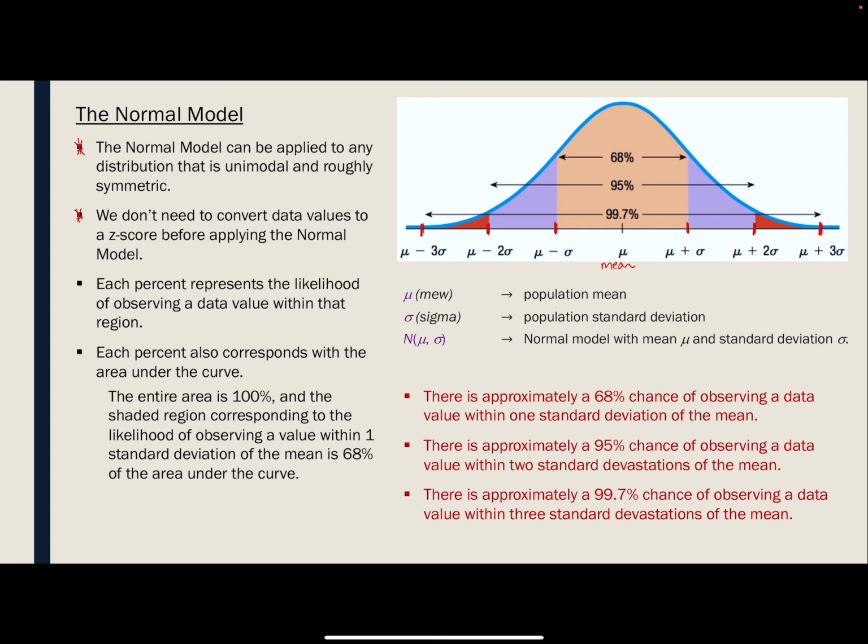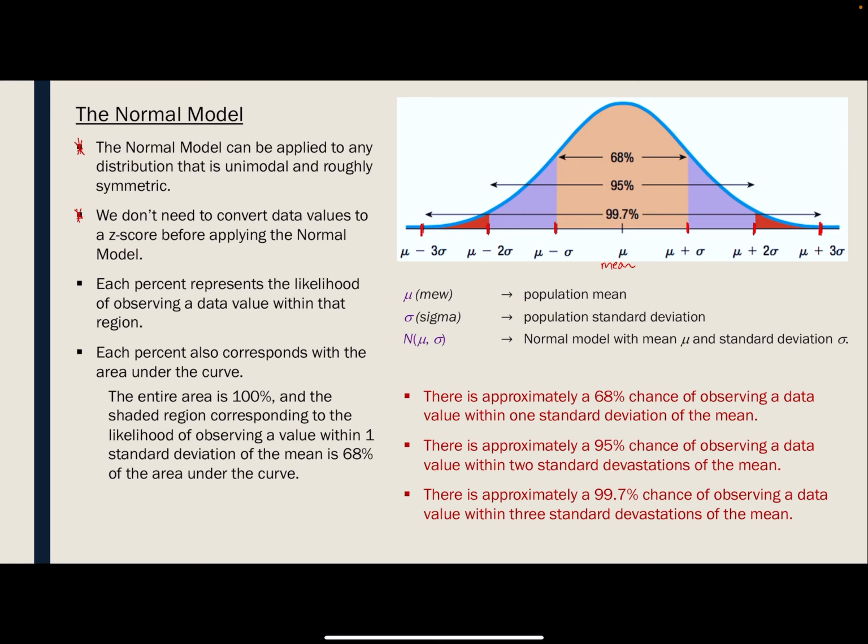So each of these percents represents a likelihood of observing a data value within that region. So I would say that I have a 68% chance of observing a data value within 1 standard deviation of the mean, or a 95% chance of observing a data value within 2 standard deviations of the mean.